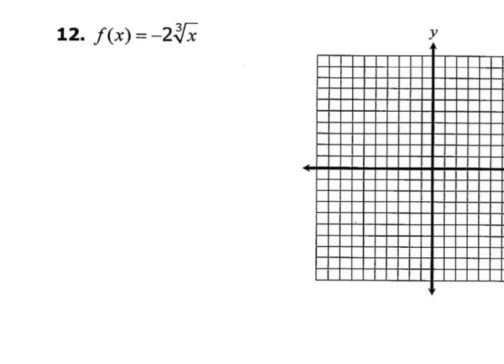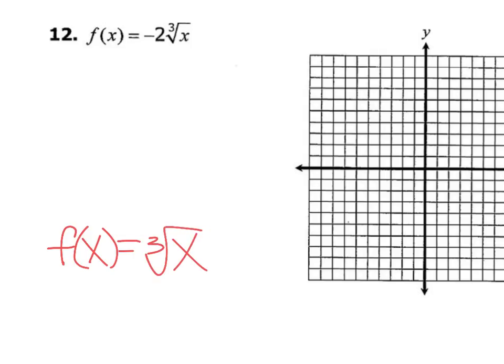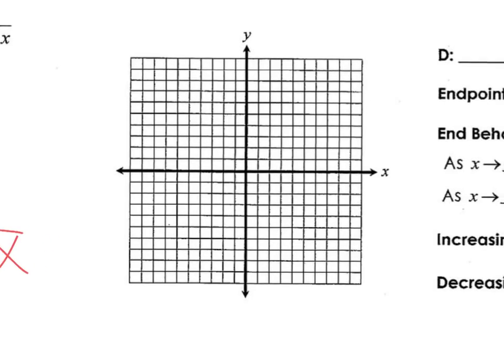First thing we want to do is identify our parent function. So our parent function is f of x equals the cube root of x. This is a cube root function. Next, we want to graph our parent function. When we're dealing with a cube root function, we know it starts at 0, 0. We've got 1, 1, and then 8, 2. We also have -1, -1, and -8, -2. Let me count those, make sure I did it right. It's easy to be off by 1 here. There we go. Connect our dots, and there's our parent function.